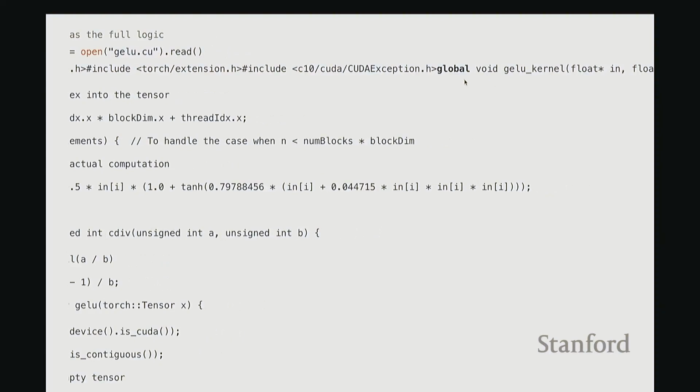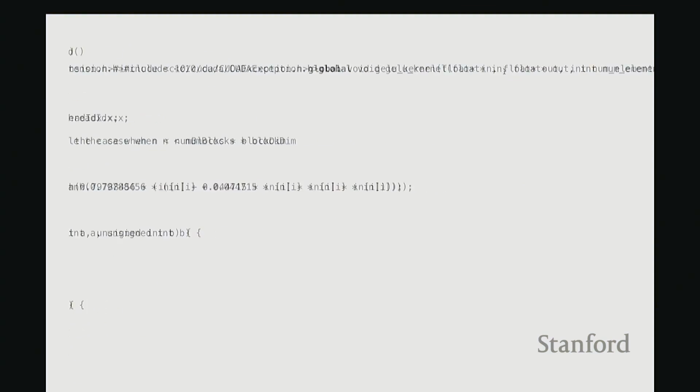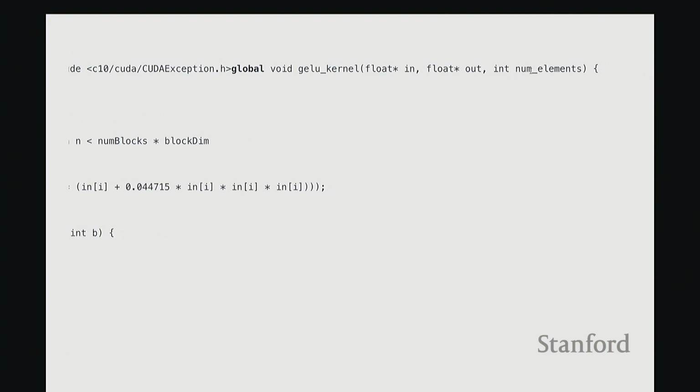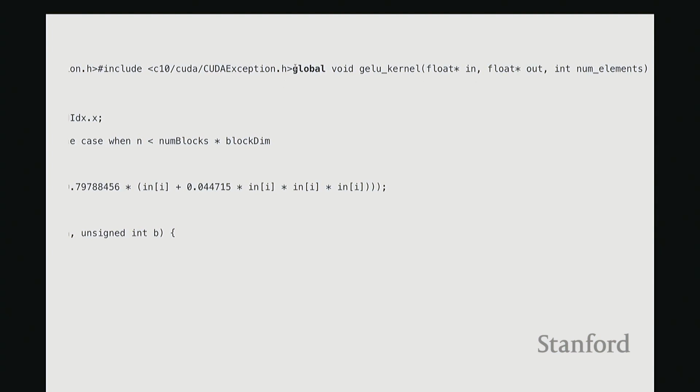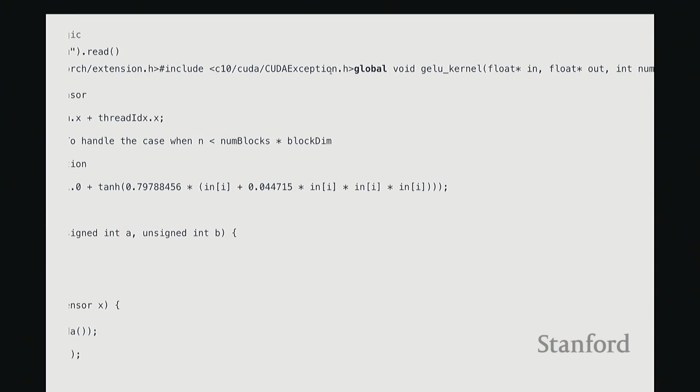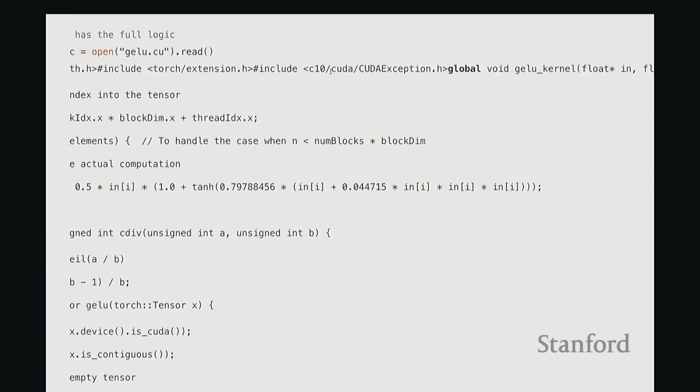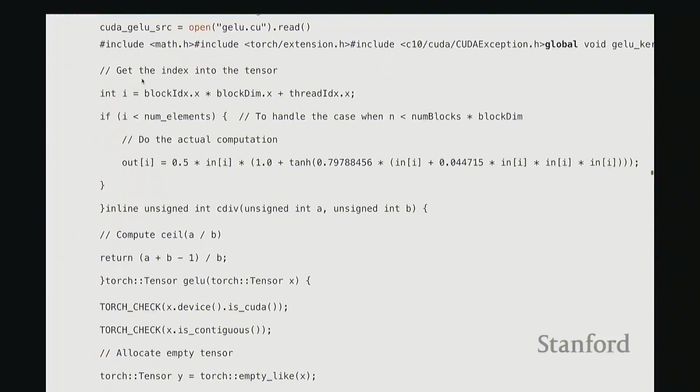So I have global void GeLU kernel, and I get in pointers for in and out, and I have number of elements items. And this keyword global, the rendering here has mangled it a little bit, but you should think of this as underscore underscore global. This is a keyword that distinguishes it as a CUDA kernel function. And so what am I doing?